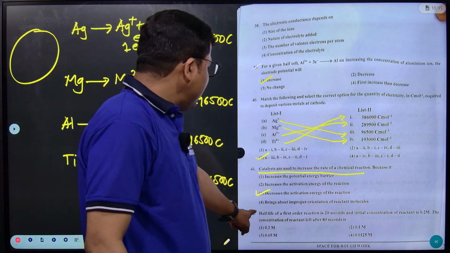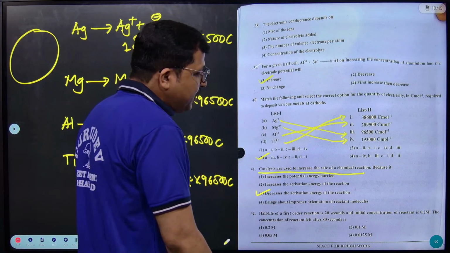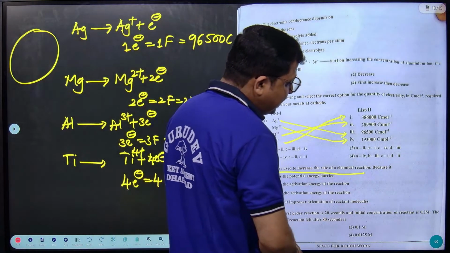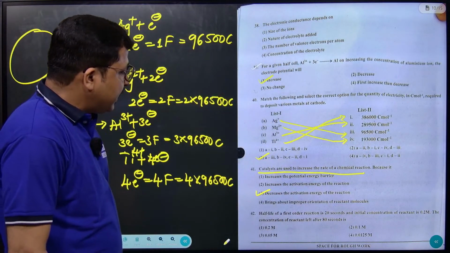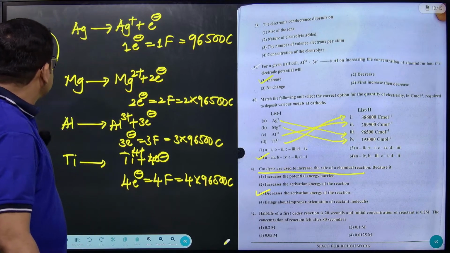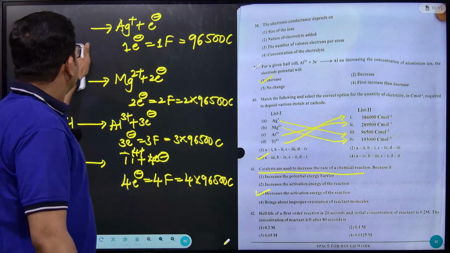Next, the half-life of a first order reaction is 20 seconds and the initial concentration of the reactant is 0.2 molar. The concentration of the reactant left after 80 seconds is question number 41. We'll see the answer.